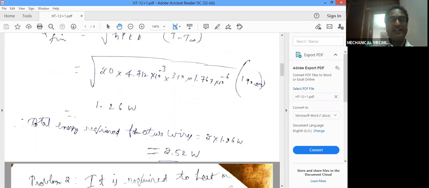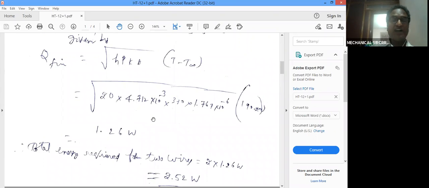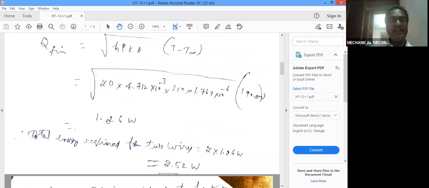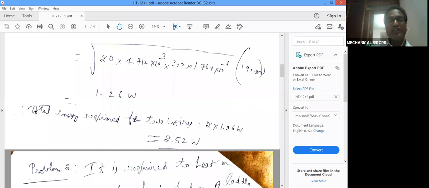But that is one wire. Through one wire, this much heat is flowing, or this is the energy required for one wire. But you have to solder two wires. That's why the total energy required is for two wires. If there is one single wire, the heat required is 1.26 watts, or the heat transfer through the fin is 1.26 for a single fin. But the total energy required is for two wires, because you have to keep two wires in vertical position and you have to solder them.